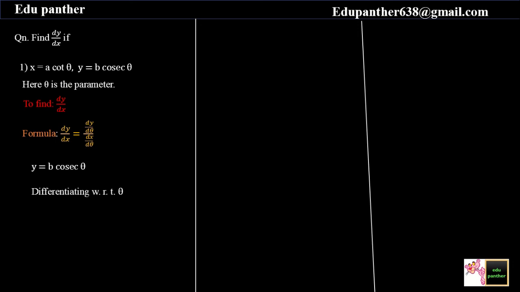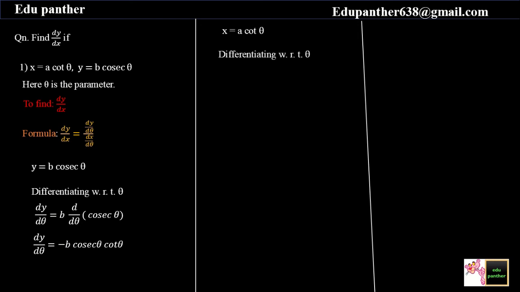So we can directly start with differentiation. We'll differentiate this equation with respect to theta. So left hand side will be dy by d theta. Here b is constant, so keep b outside, into derivative of cosec theta with respect to theta. So now what is derivative of cosec theta? Minus b cosec theta into cot theta. So now we have differentiated y with respect to theta. Now our next step is we'll differentiate x with respect to theta. So differentiate with respect to theta.